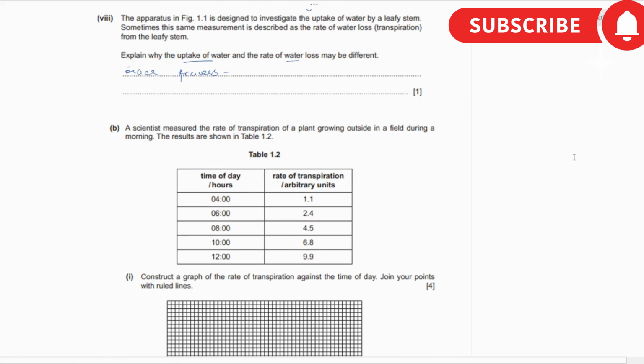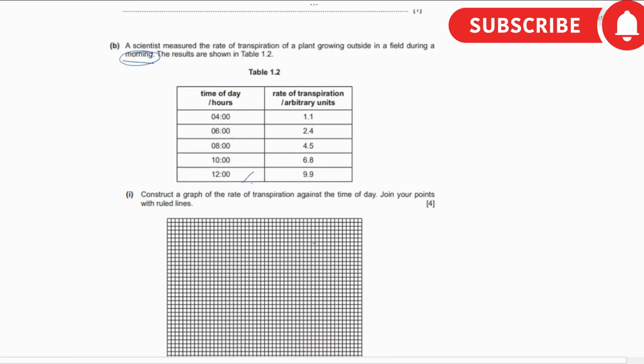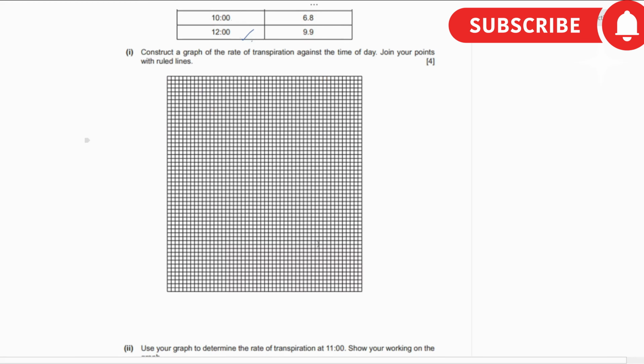Next one. There is a table given. A student measured the rate of transpiration of a plant growing outside in a field during the morning. Light is available at 4, 6, 8, 10, 12. As the light or the temperature increases, the rate of transpiration also increases. Now plot this on a graph.